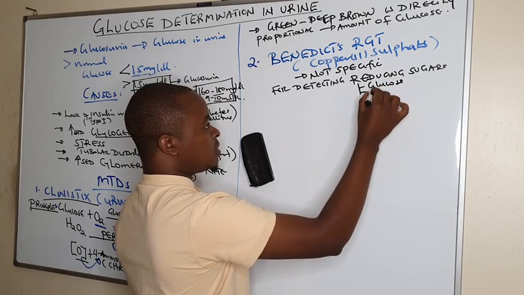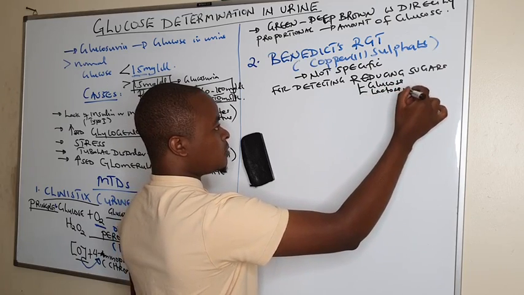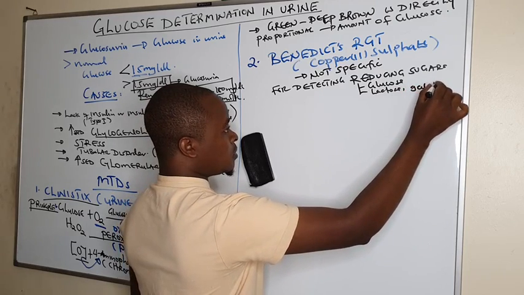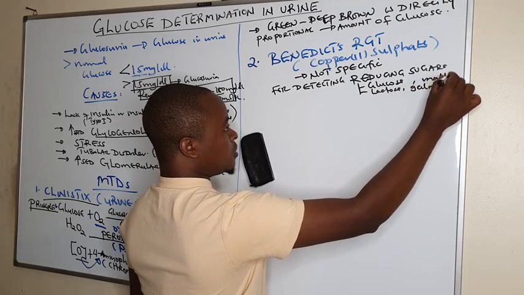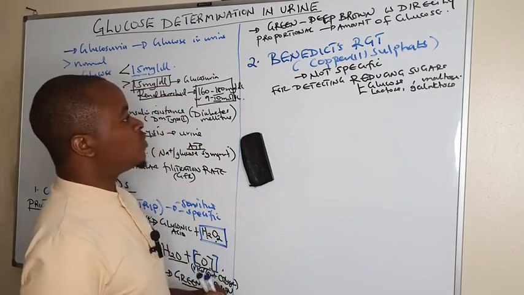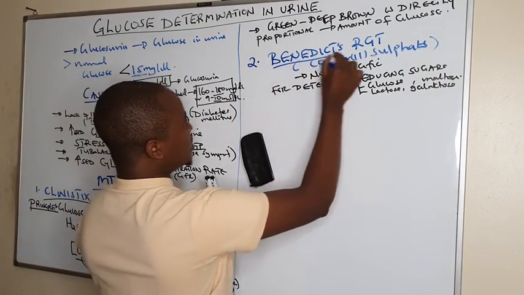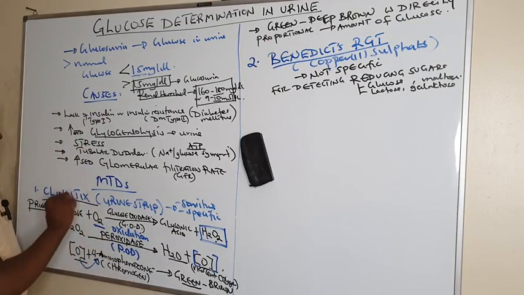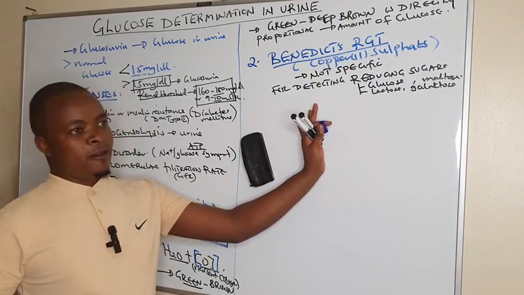It includes lactose. It includes galactose. We have maltose. So all this can be detected by Benedict's solution. That's why we say it is not specific. So Clinistix remains the best method compared to Benedict's method.